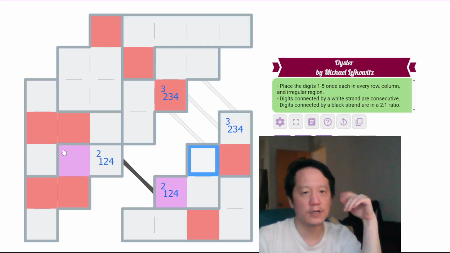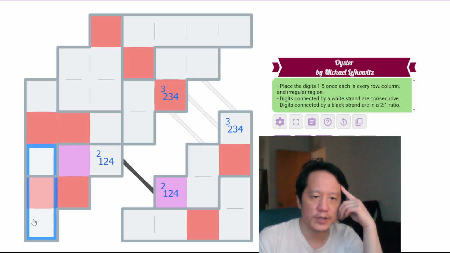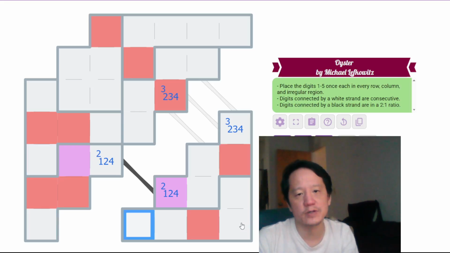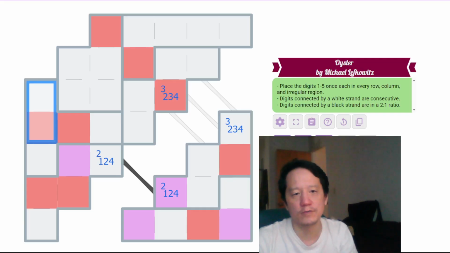Where is pink in column 1? Cannot be any of these because if pink's in the row, pink has to be one of these two then. So pink has to be in column 1, one of these two cells.